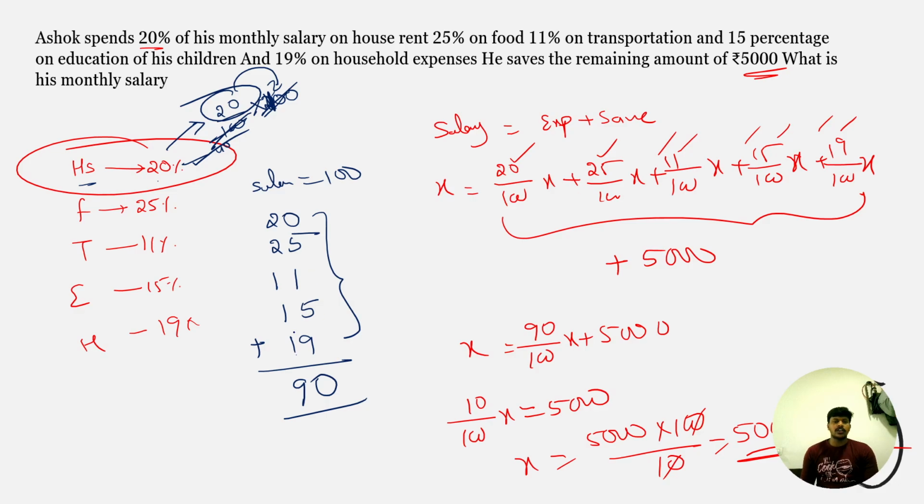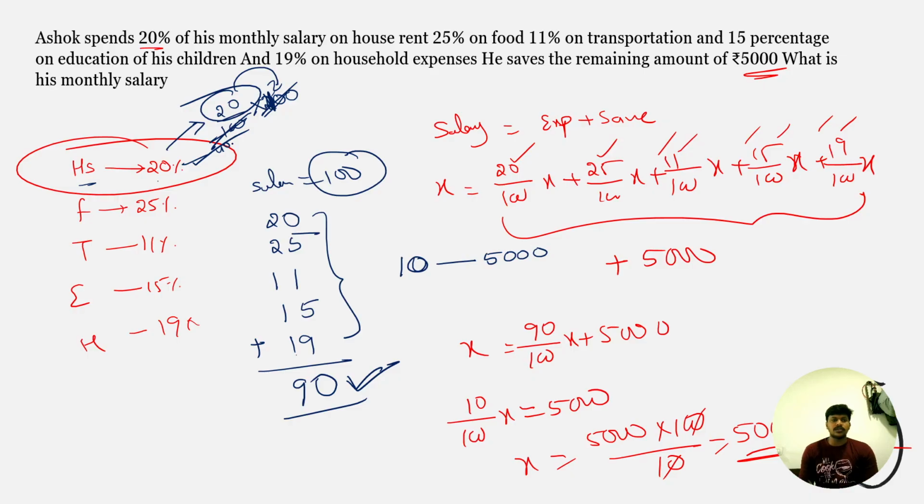10, 10, 20, and 90. So you are getting the total expense of 90 rupees. That means your salary is 100, and in that you are spending 90 rupees. What is the remaining? 10 rupees. That 10 rupees is going to be your saving. But in the original problem, that is 5,000. So my problem's 10 rupees is equal to the original problem's 5,000.